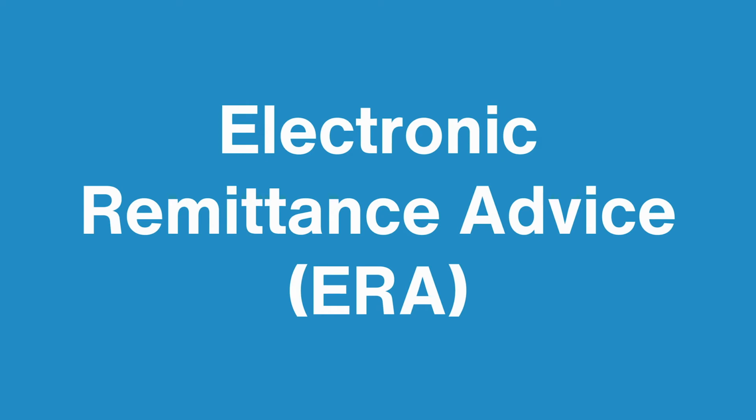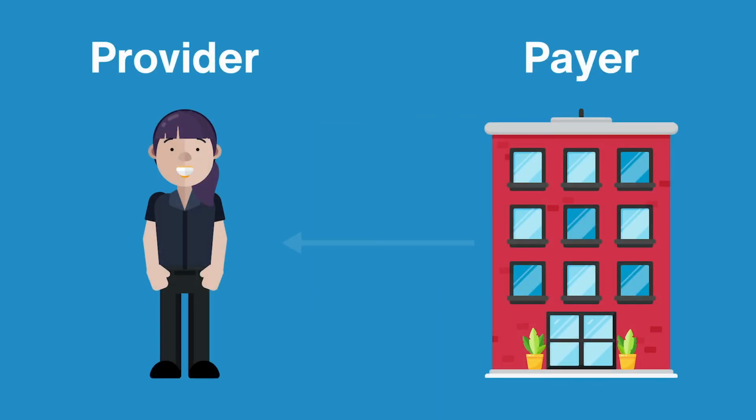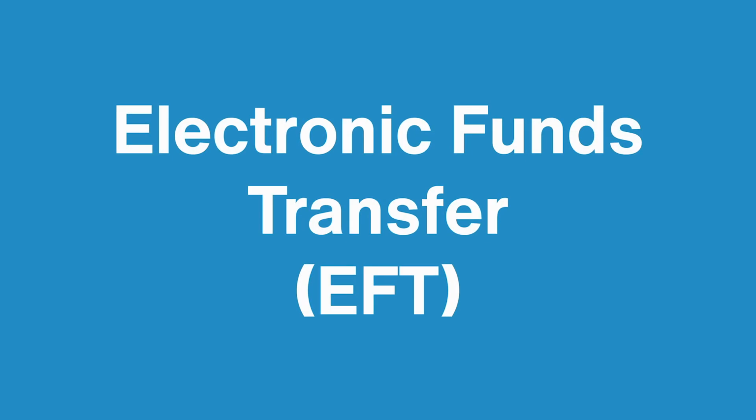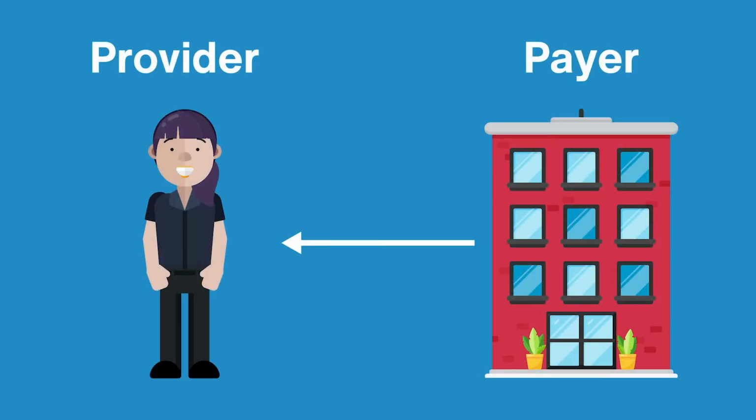Electronic remittance advice, or ERAs, are electronic versions of the explanation of benefits you would typically receive after sending a claim to an insurance company. These documents show the details of any claims you have submitted, as well as any adjustments and the explanation for any rejections. Finally, electronic funds transfer, or EFT, means that an insurance company has agreed to pay your claims by sending the payment directly into your bank account, similar to how an employee would receive a direct deposit.